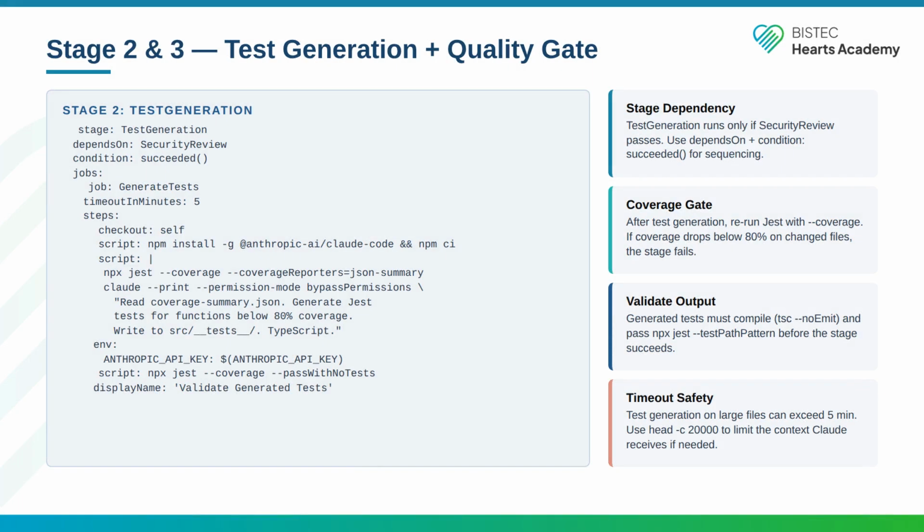Stage 2 runs only if stage 1 succeeds. That depends on the security stage and the condition succeeded. The combination enforces this: no test generation for code that fails the security review.